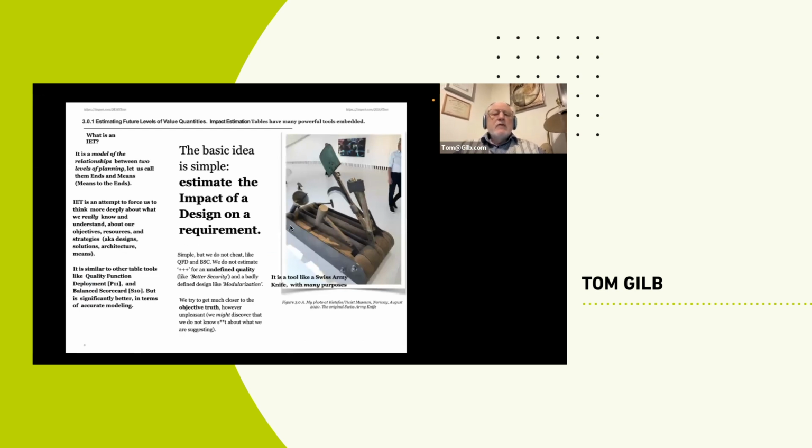The tool I'm going to talk about is called an impact estimation table. And the basic idea is simple, that impact estimation will estimate the impact of a design on a requirement. And some of those requirements are qualities, not all of them. They could be, for example, a budget. Take an example of performance characteristic, which is not called a quality.